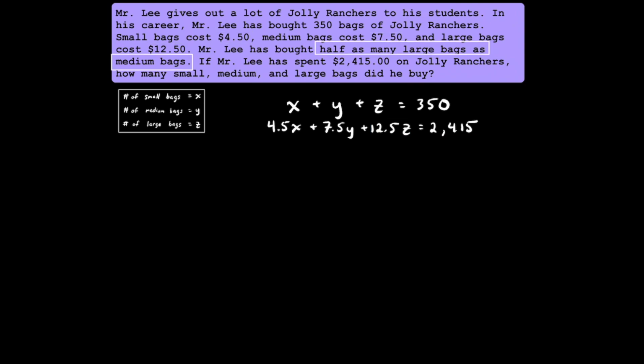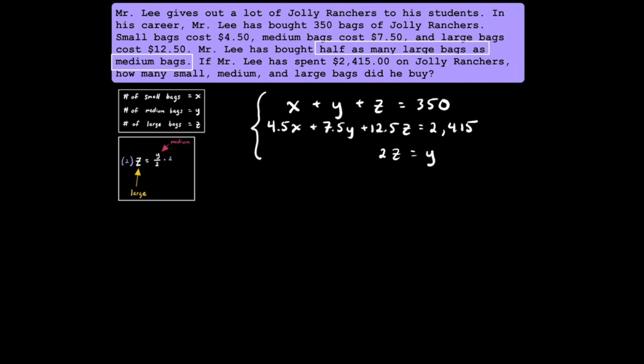The last bit of information we're told is that Mr. Lee bought half as many large bags as medium bags. As an equation, we can say that z is equal to y divided by 2. If we take the number of medium bags, y, and we cut them in half, we should get the number of large bags, which is z. To make this equation a little bit easier to work with, we can multiply both sides by 2. In doing so, we're going to get that 2z is equal to y.